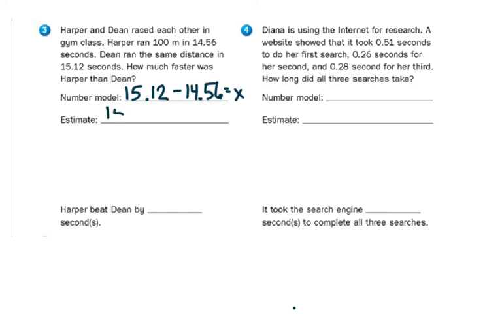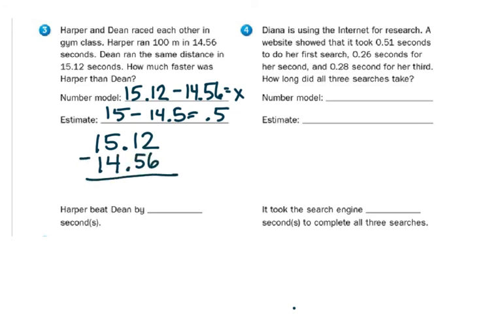To estimate, we would say 15 minus, and I'm going to say 14.5. But it's about a half a second. Not a huge difference in time, especially with such a short distance. Go ahead and let's line up our decimals. Make sure the decimal point lines up, the tenths place lines up, the hundredth place lines up.